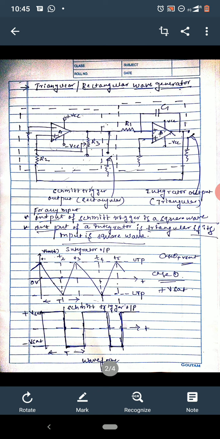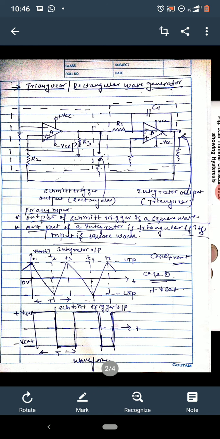Now here I know you may be left with some doubts. So what is this upper triggering point and what is this lower triggering point? For better understanding of this, we will try to analyze this circuit, that is the Schmitt trigger. So I have considered the non-inverting type of Schmitt trigger only, because in that previous circuit we have used the non-inverting type of Schmitt trigger only.